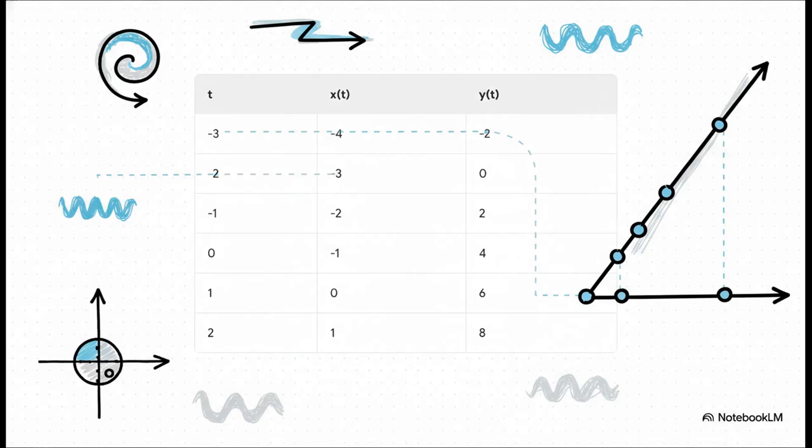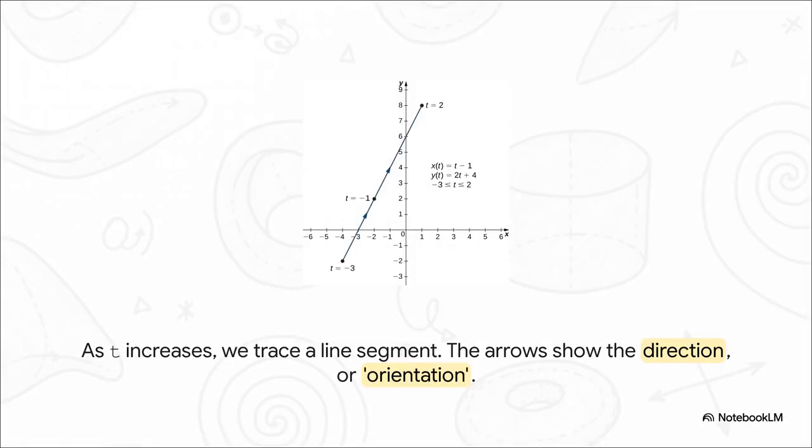Let's start with something easy, a straight line. Let's say our equations are x equals t minus 1 and y equals 2t plus 4. All we have to do is plug in different values for our time parameter t and see what coordinates pop out. So at time t equals -3, we're at the point (-4, -2). At time t equals 0, we find ourselves at (-1, 4). Simple as that. Now, when we plot all those points, we get a line segment.